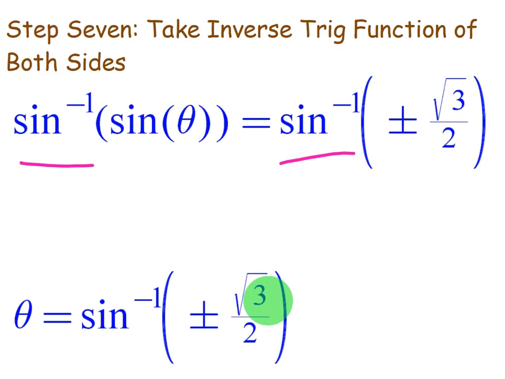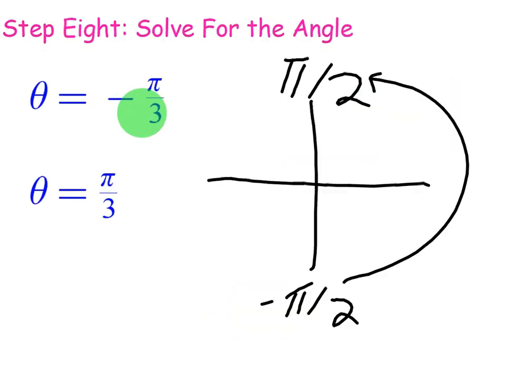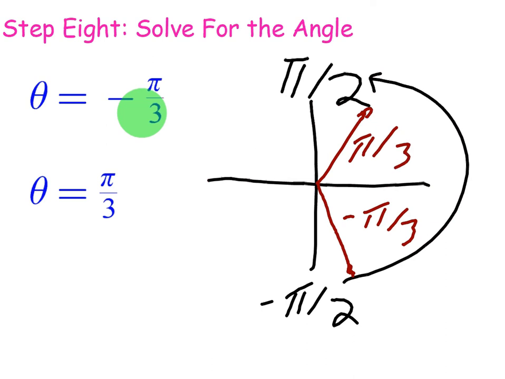And so the question is, where does sine equal negative square root of 3 over 2 and positive square root of 3 over 2? Well, it equals negative square root of 3 over 2 at this angle, which would be negative pi over 3, and it's equal to positive square root of 3 over 2 at this angle, which would be positive pi over 3. So therefore, theta is equal to negative pi over 3 and positive pi over 3. It's very simple. So that's step 8, solving for the angle.